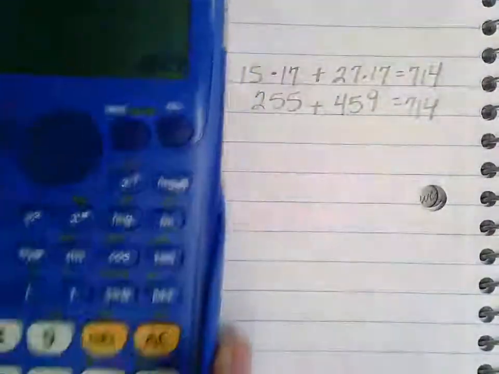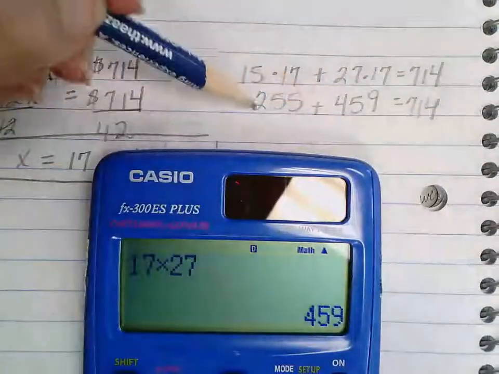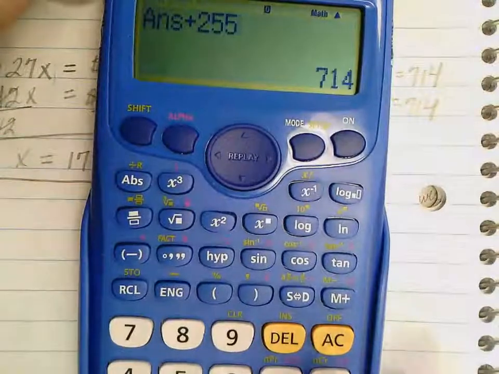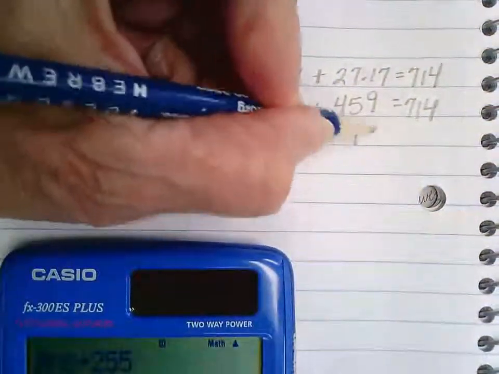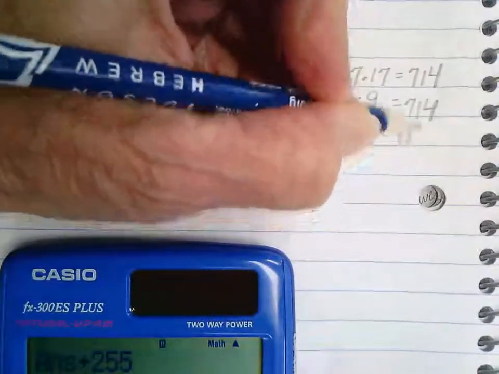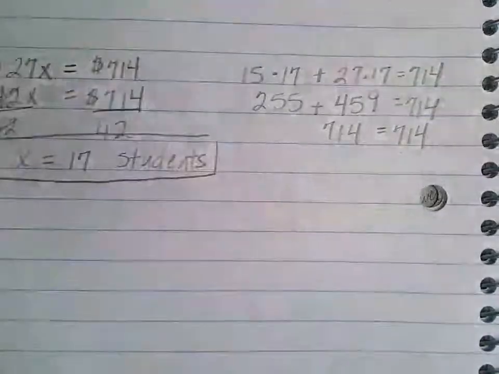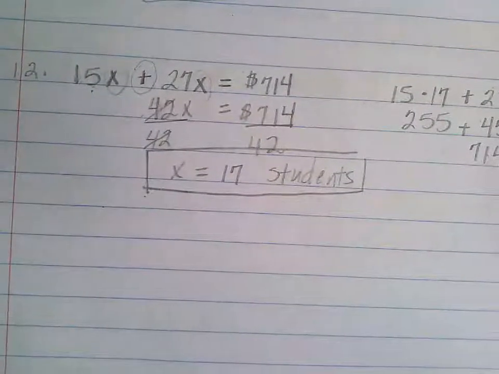And let's see if those two quantities are equal. I'm going to take my 459 and add my 255. I got 714. So because this is a true statement, 714 does equal 714. That means that my answer over here is correct.